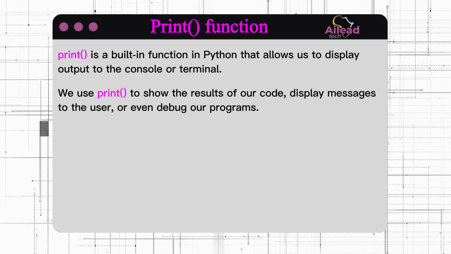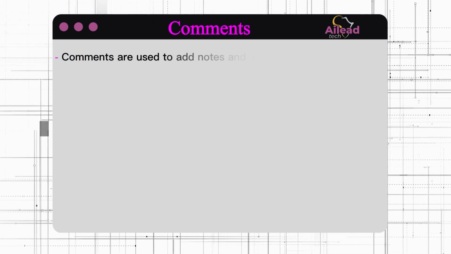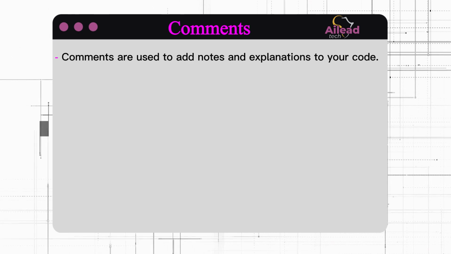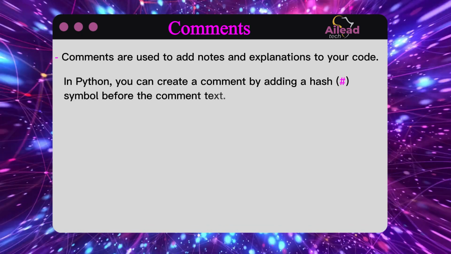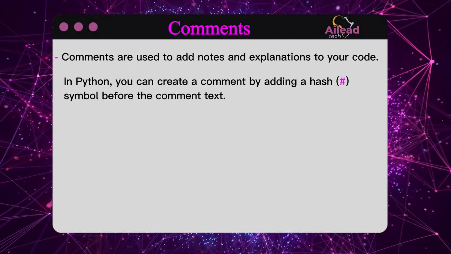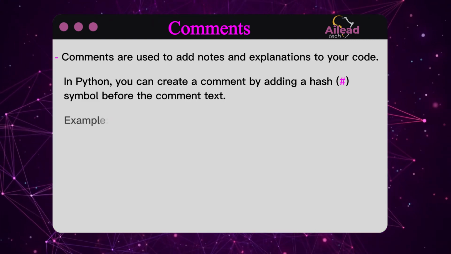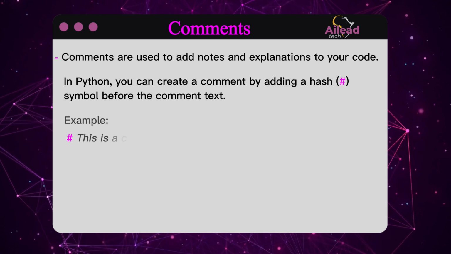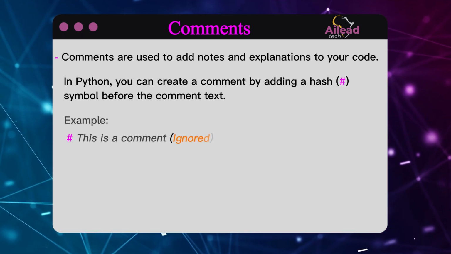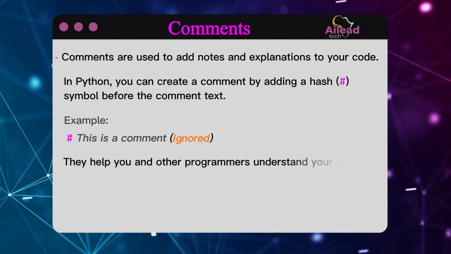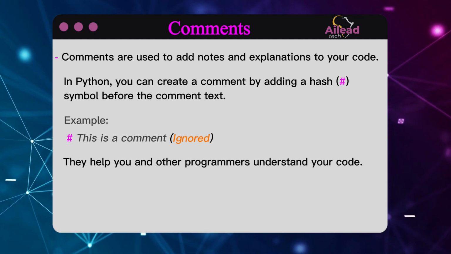Now, let's talk about comments. Comments are used to add notes and explanations to your code. In Python, you can create a comment by adding a hash symbol before the comment text. An example is displayed using the hash symbol with the statement, "This is a comment." Comments are ignored by the Python interpreter and are only there to help you and other programmers understand your code.